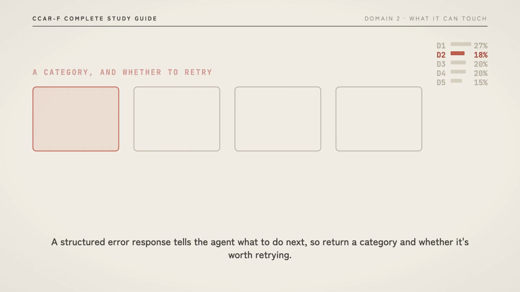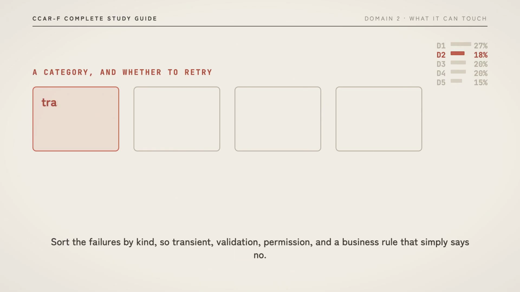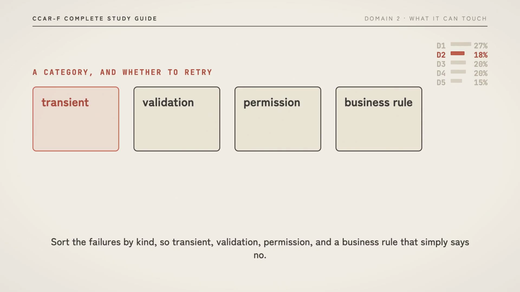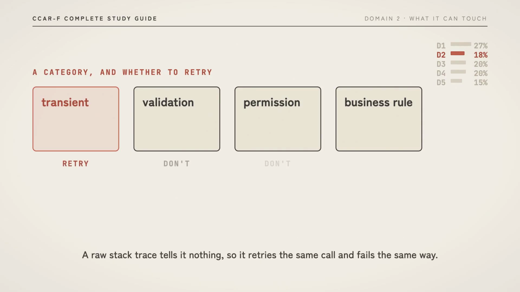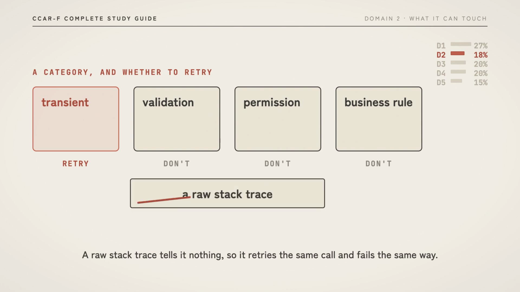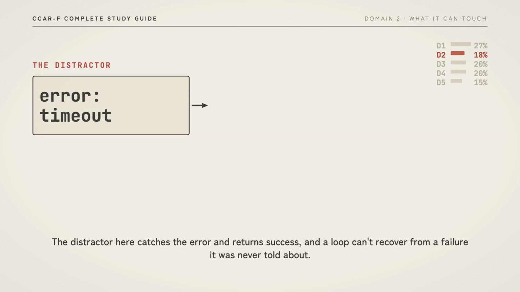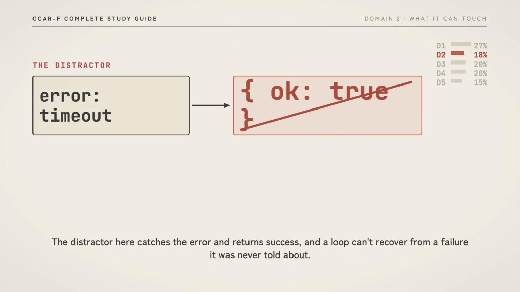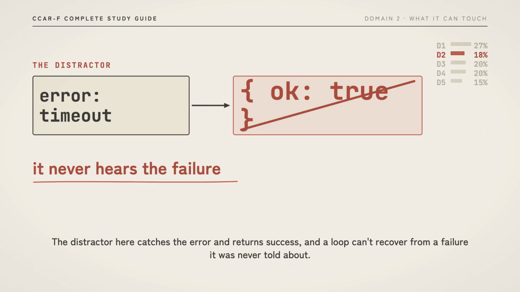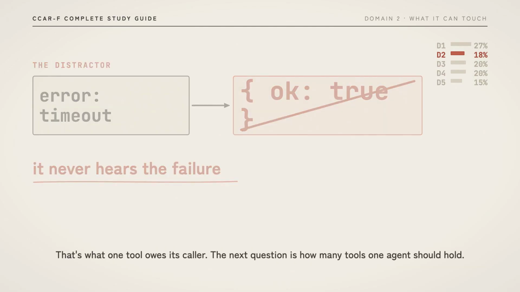A structured error response tells the agent what to do next, so return a category and whether it's worth retrying. Sort the failures by kind. So transient, validation, permission, and a business rule that simply says no. A raw stack trace tells it nothing, so it retries the same call and fails the same way. The distractor here catches the error and returns success, and a loop can't recover from a failure it was never told about. That's what one tool owes its caller.